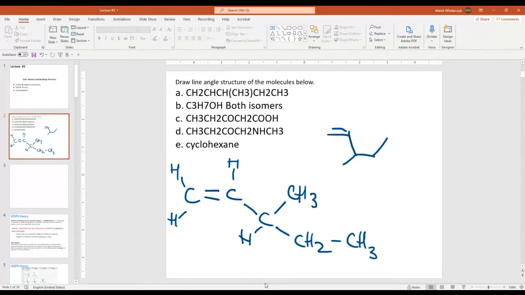Okay, so the second molecule that you have here is C3H7OH, and it says both isomers. So the easiest way to do that is you just draw yourself a 3-carbon chain. So that's 3 carbons, and then you need an oxygen somewhere. So let's put it at the end. So OH at the end. Now you count the number of hydrogens, and it should be 3 plus 2 plus 2. That's 7 plus OH. So everything matches here.